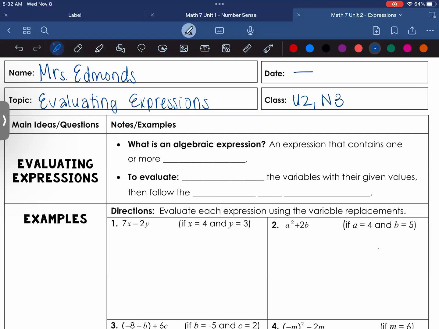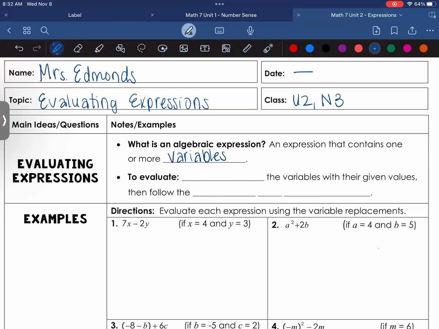Okay, so for the class, go ahead and put Unit 2, Notes 3. We are evaluating expressions. Now remember, an expression is like an equation, but it just doesn't have an equal sign. All right, what is an algebraic expression? It's an expression that contains one or more variables. Now, variables are just letters since we don't know the value of the letter unless it's given to us.